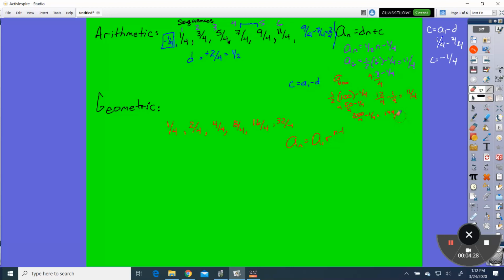Okay, so that's nice, it will generate whatever term that I'm after. So we'll do some more examples of that on the next page, but that's the general idea for this one. Okay, so the important part is that c is a1 minus d, okay? Now the next one says it's geometric. Geometric means we multiply by the same thing each time. So I'm looking at this, I'm like, well, they're all 4s on the bottom. Maybe it's easier to see if we reduce.